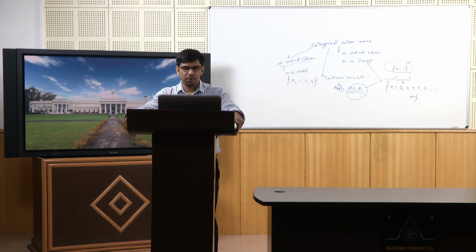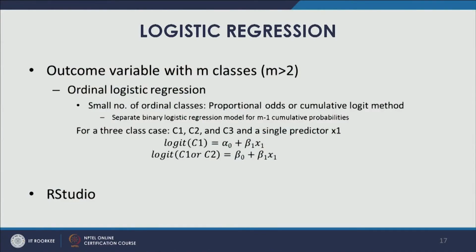So we talked about that when we discussed multinomial logistic regression. For all m-1 classes we'll have a separate binary logistic regression model. However, here we'll have separate binary logistic regression models not for m-1 classes, not for presence or absence of that class, but for m-1 cumulative probabilities. So let's understand what we mean by that.